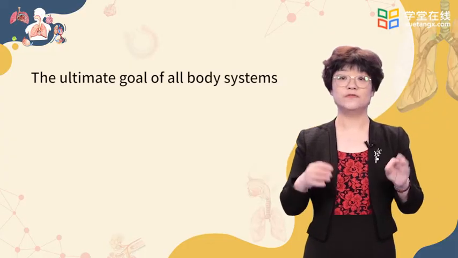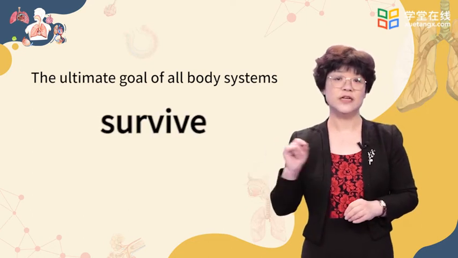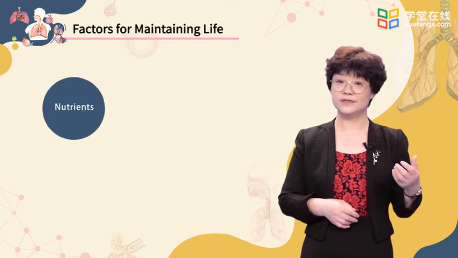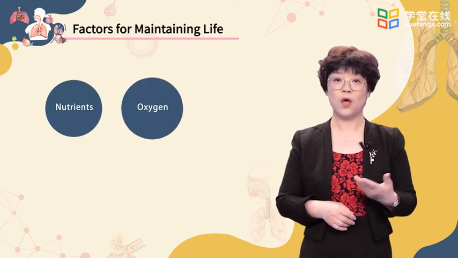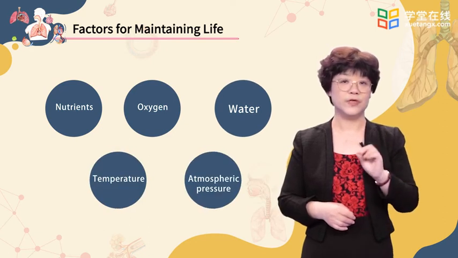The ultimate goal of all body systems is to maintain life, to survive in a constantly changing environment. However, life is so fragile, and maintaining life requires several factors. These factors include the nutrients, that's from food, oxygen, water, and appropriate temperature and suitable atmospheric pressure. These factors must be kept at a just enough level. Too much or too little is both harmful to the body.